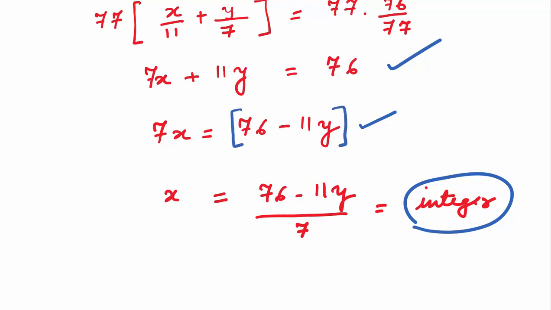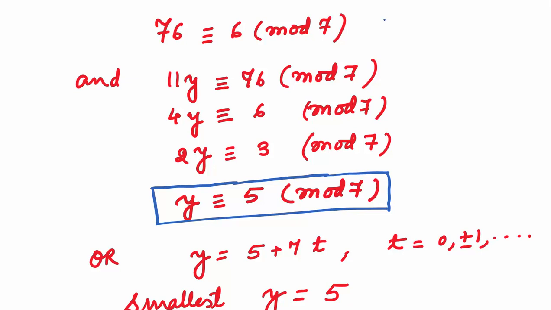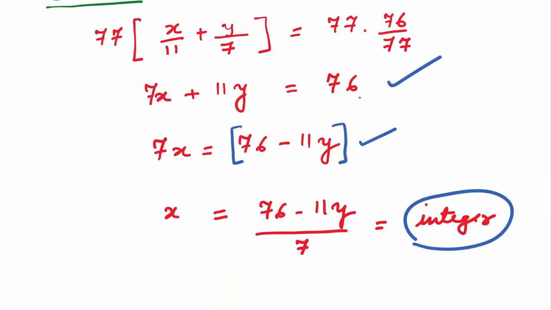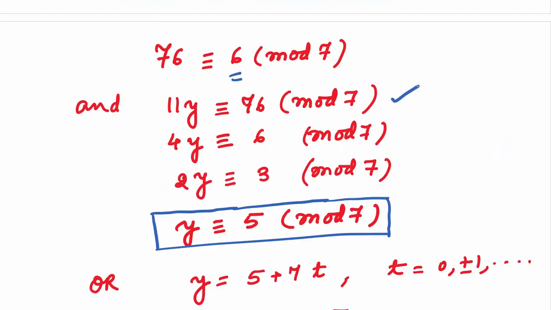So what will we do? We will first see what 76 is congruent to mod 7, or you say you are finding the residue of 76 mod 7. You can see it is congruent to 6 mod 7. From 7x plus 11y is equal to 76, we get 11y is congruent to 76 mod 7. If you replace 11 by its residue 4 and 76 by its residue 6 mod 7, we will get 4y is congruent to 6 mod 7.